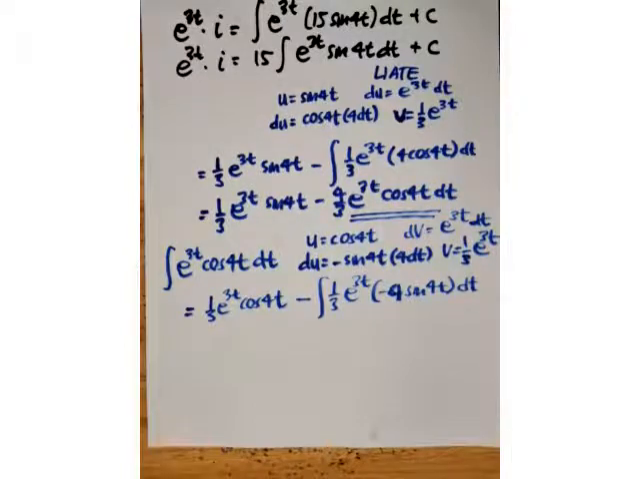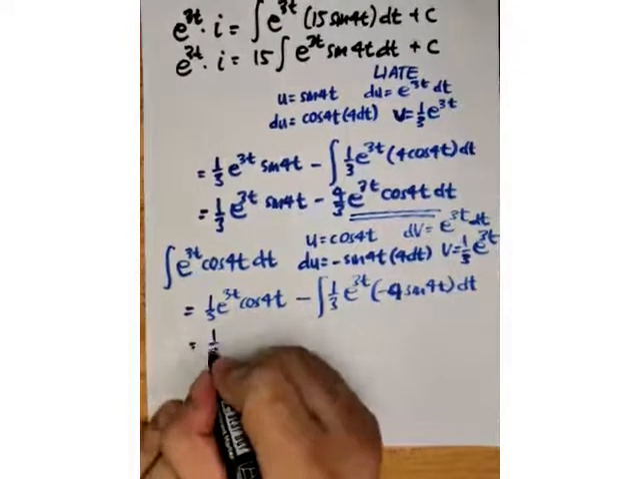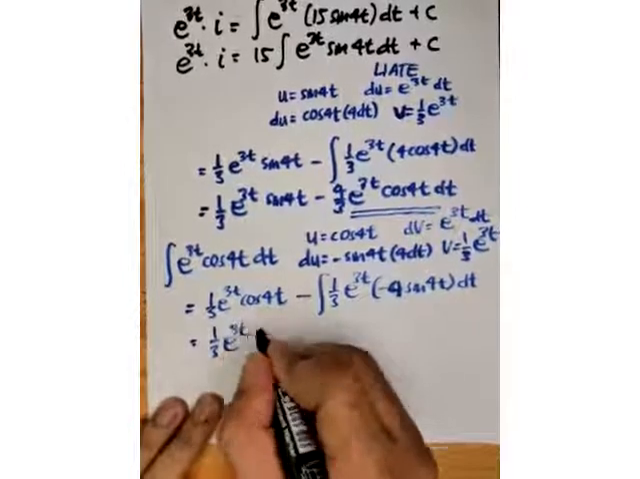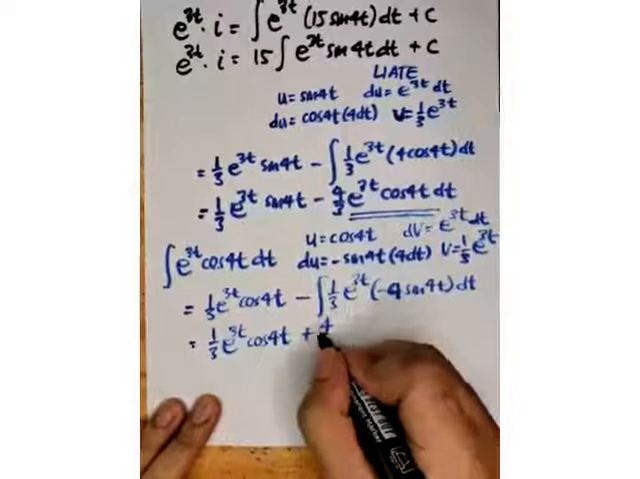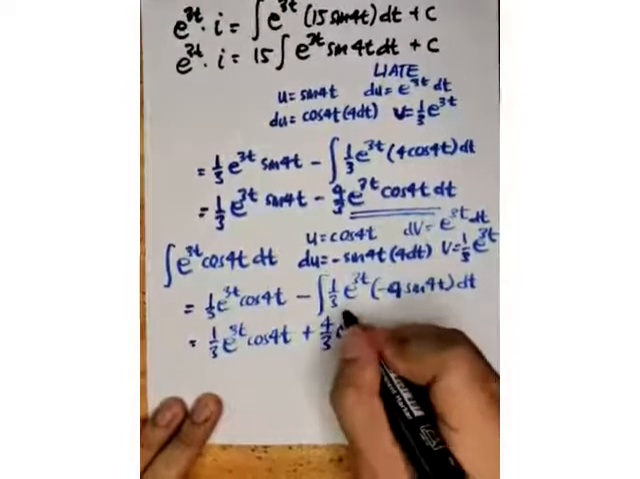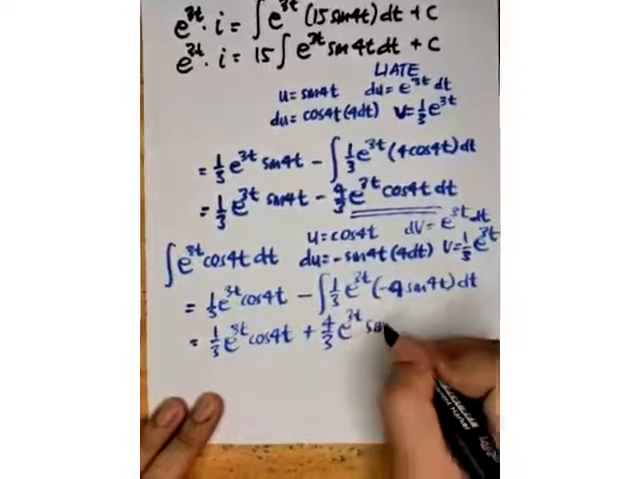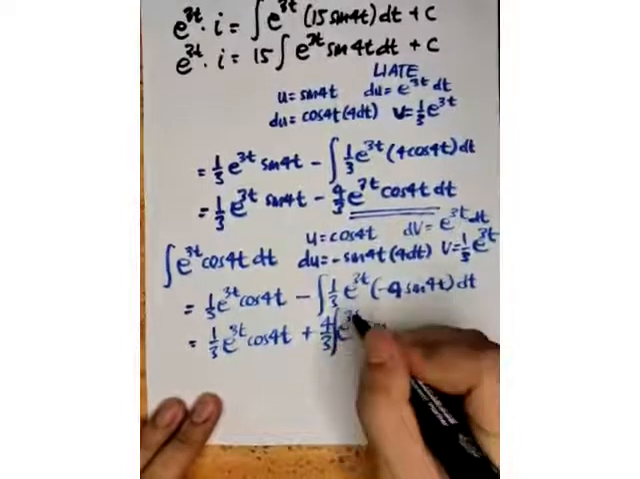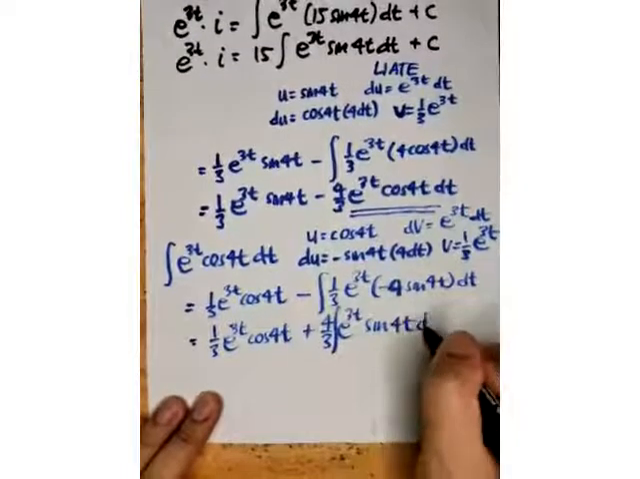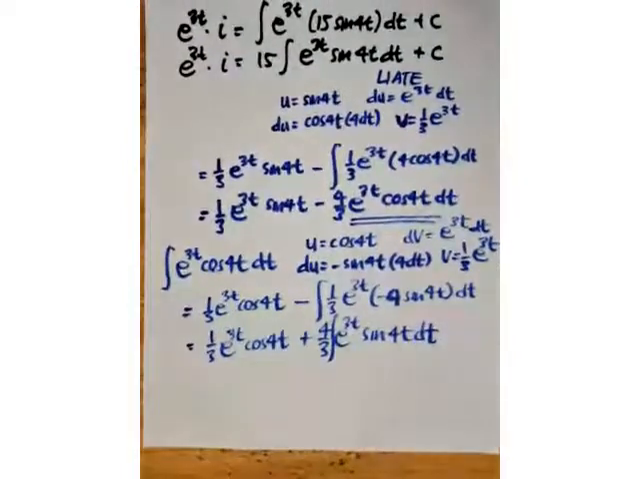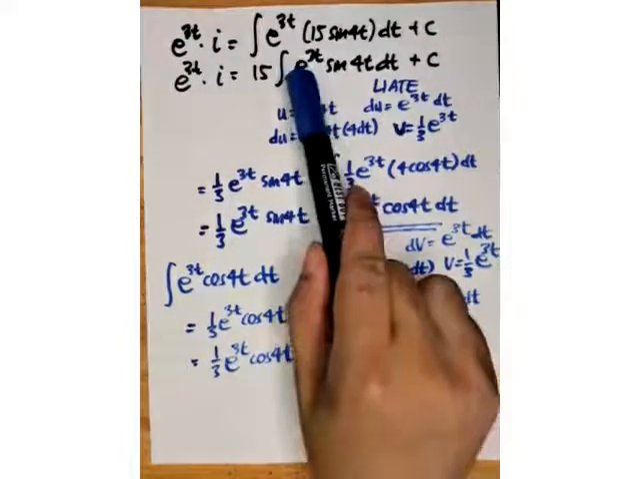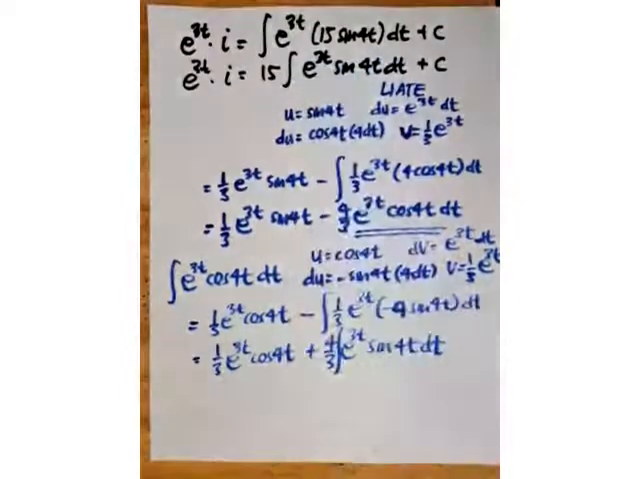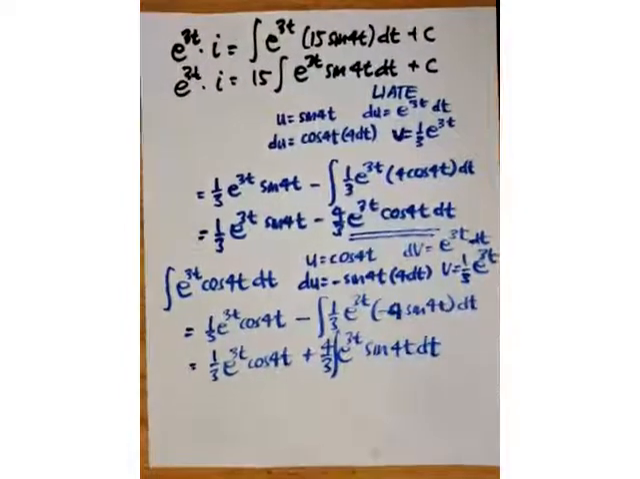Okay, so let's simplify it again. So that will be 1/3 e raised to 3t cosine 4t plus 4/3 e raised to 3t, the integral pala, sine 4t dt. Okay, can you follow? So if we will integrate this, we will be using by parts.